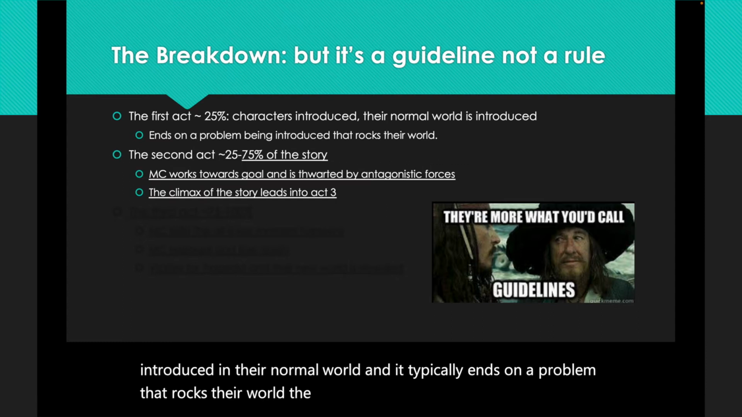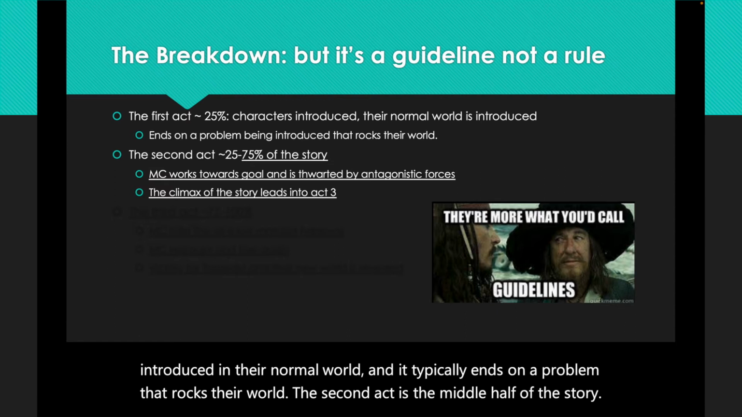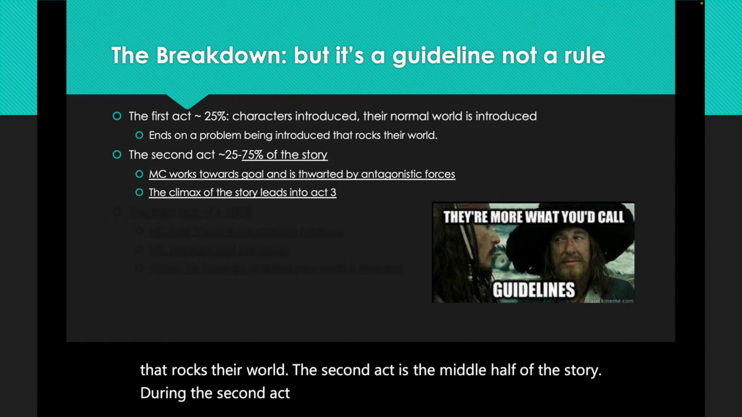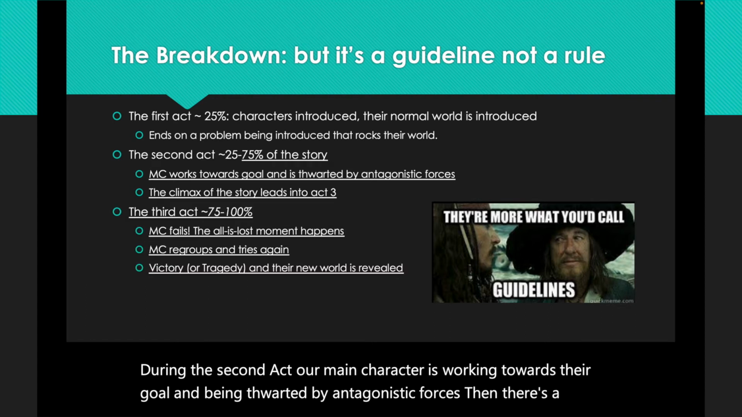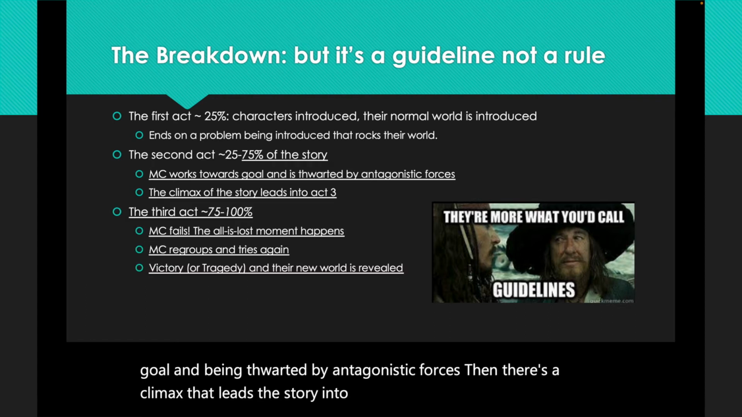The second act is the middle half of the story. During the second act, our main character is working towards their goal and being thwarted by antagonistic forces. Then there's a climax that leads the story into Act 3.